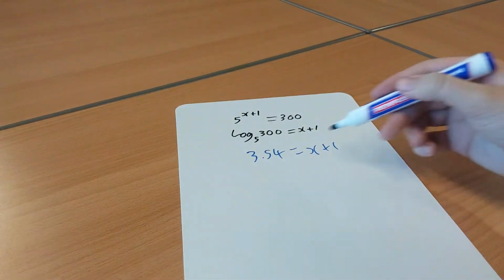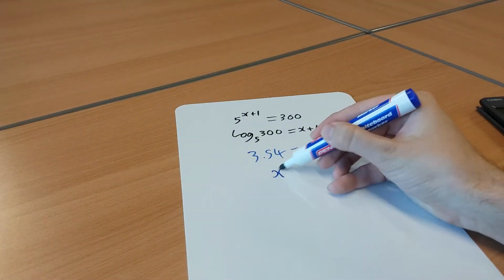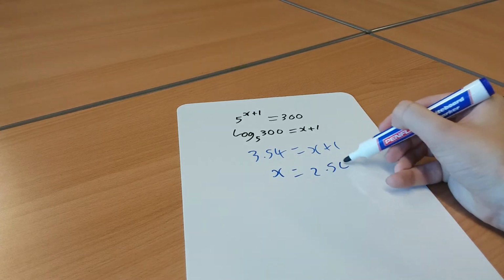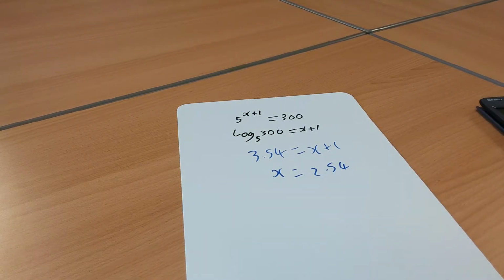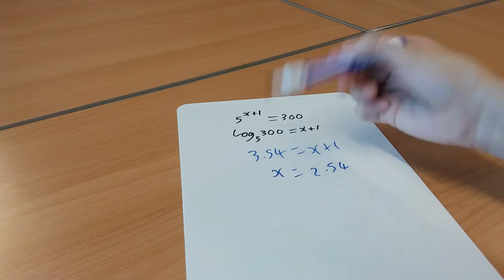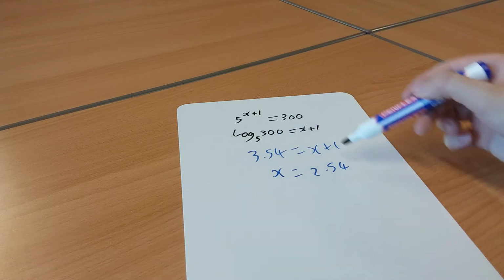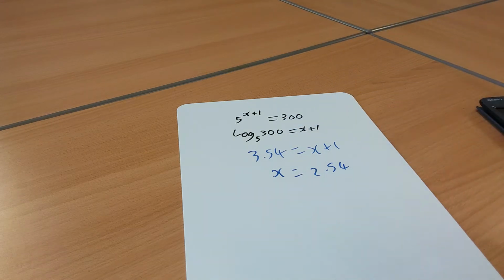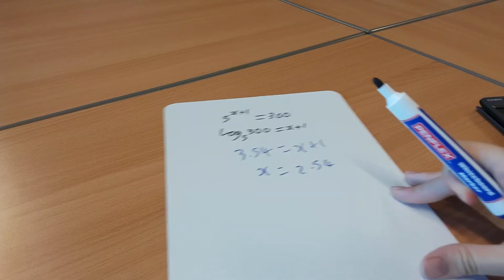The last part of that is just solving for x. So x equals 2.54 and we're done. There's been rounding going on because this was non-exact. We get some sort of a rational number here. So this is rounded as well to 3 significant figures. Right, let's do a harder one.